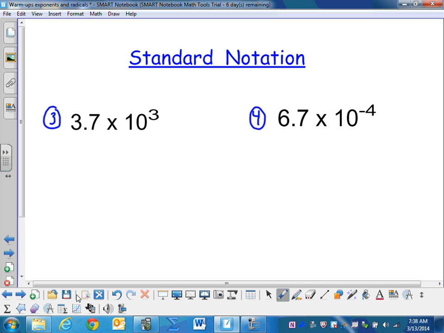Here are two examples of numbers written in scientific notation that we will convert to standard notation. So we're going to start with a 3.7, just write 3.7, and move our decimal place 3 spots. So that's 1, 2, 3. Number 4, 6.7 times 10 to the negative 4. So we have 6.7 here, and it's a small number, so we're going to the left. So we're going to move it 4 spots. 1, 2, 3, 4.